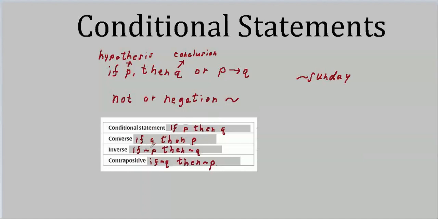The inverse, that's when you negate both of them. If today is not Sunday, then tomorrow is not Monday. That would work. Contrapositive, well, that's where you flip it and take the inverse. In other words, it's the converse of the inverse, or the inverse of the converse. And this has nothing to do with the tennis shoe here. This is just a form of conditional or logical statement. This is the converse of the conditional, the inverse of the conditional, and the contrapositive of the conditional.